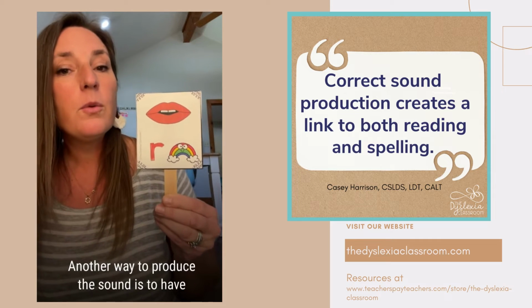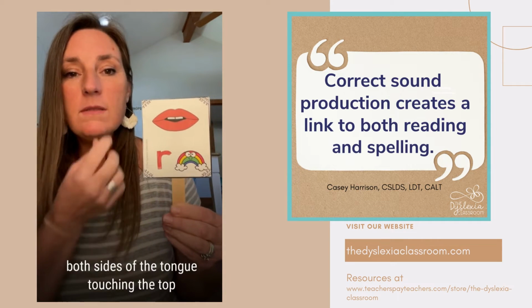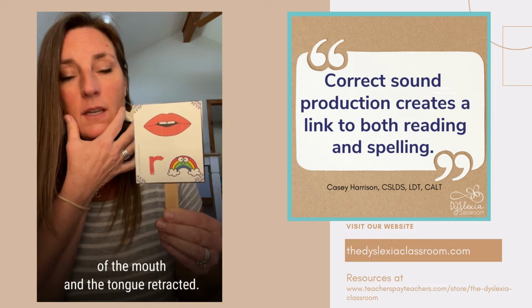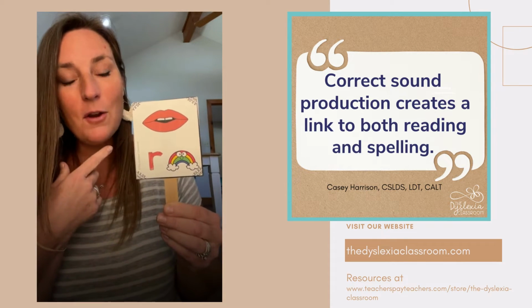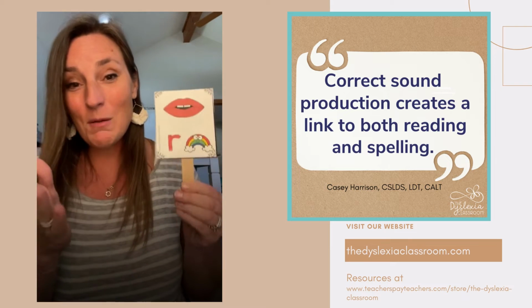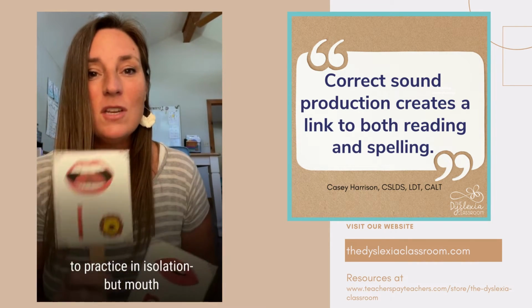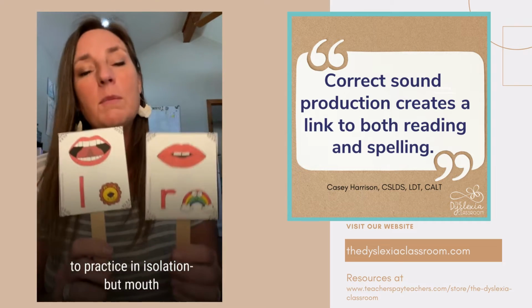Another way to produce the R sound is to have both sides of the tongue touching the top of the mouth and then the tongue retracting. That one's a little harder for me, so I use the other one. But you decide what works for you. The liquids can take some time to practice in isolation, but mouth formation and placement can assist.